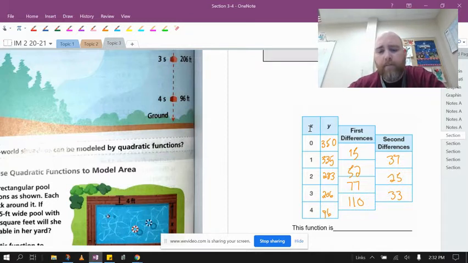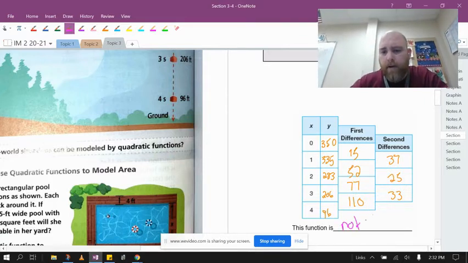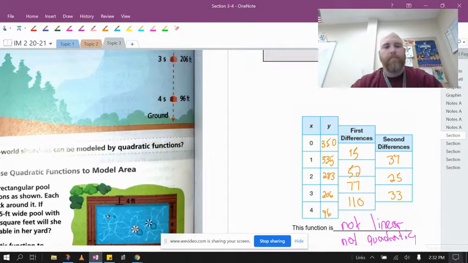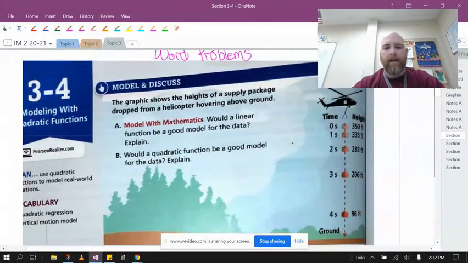The first differences, not the same. The second differences, not the same. So it's not linear or quadratic, because linear would have had the first differences be the same. Quadratic would have the second differences be the same. And none of that's true. So it's not a quadratic, not a linear, so forget you, package.